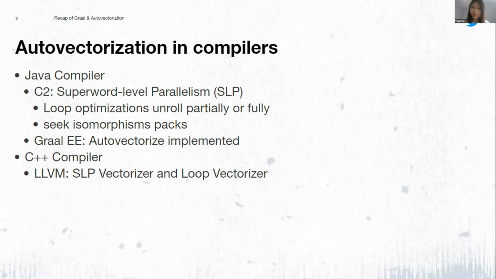For C++ compilers, for example, LLVM has implemented the SLP vectorizer, which is the superword level parallelism vectorizer, and the loop vectorizer. The SLP vectorizer could merge multiple scalars found in the code into vectors, while the loop vectorizer focuses on loops and tries to widen instructions over multiple consecutive iterations. For the previous example, adding two arrays element-wise, both the SLP vectorizer and the loop vectorizer could successfully detect it and transform it to vector instructions.